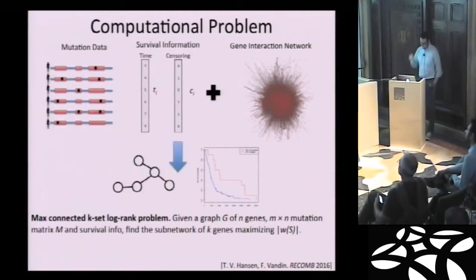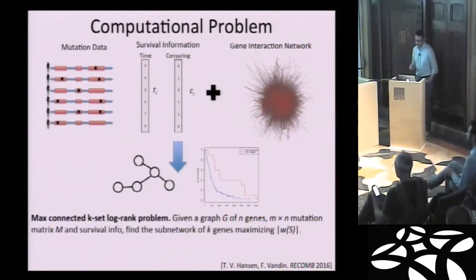Okay, so we can define more formally the computational problem that we want to solve. Given the mutation data, survival information, and this graph, we want to find the subnetwork of k genes that maximizes the absolute value of the weight for that subnetwork. We call this problem the max connected k-set log-rank problem, and this is defined first in this RECOMB paper with Tom Jensen.